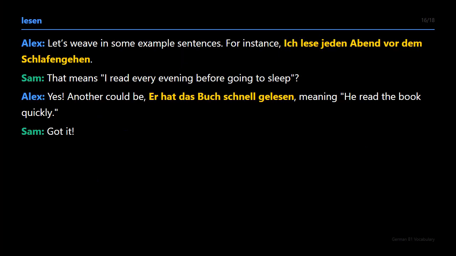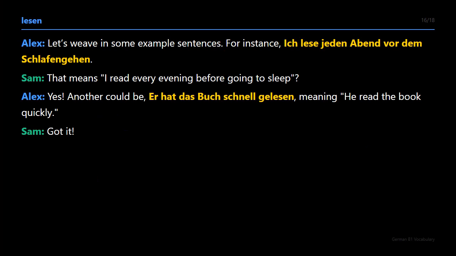Let's weave in some example sentences. For instance, ich lese jeden Abend vor dem Schlafengehen. That means I read every evening before going to sleep. Yes. Another could be, er hat das Buch schnell gelesen, meaning he read the book quickly.